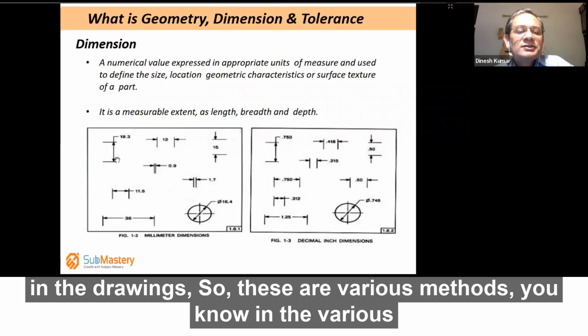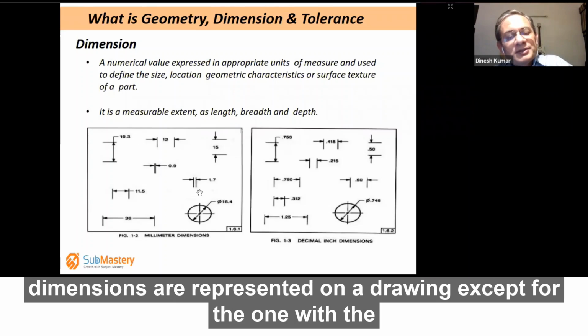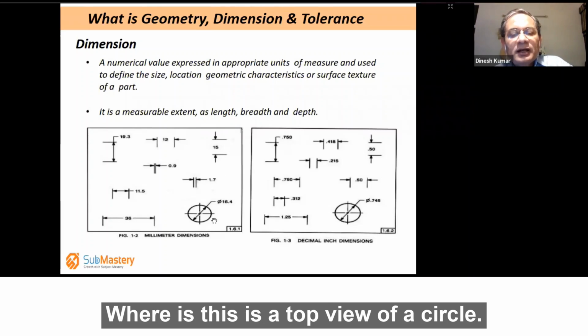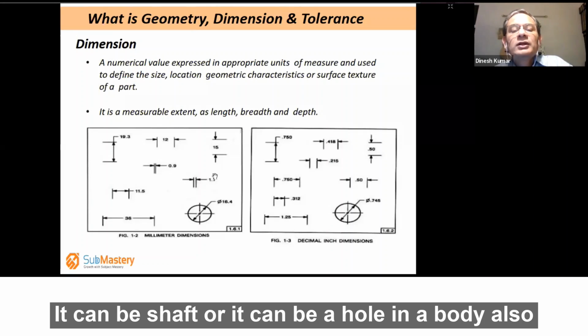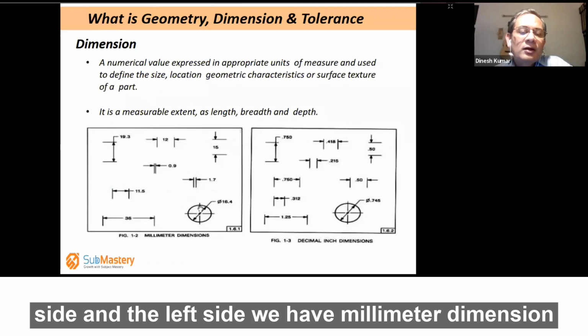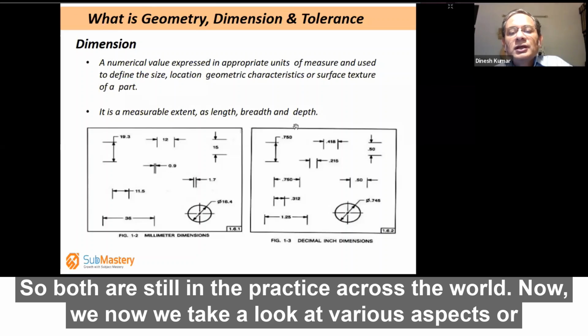So these are various methods in the way various dimensions are represented on a drawing. Except for the one with the circle, typically all these are gaps or lengths or widths or depths. Whereas this is the top view of a circle. It can be a shaft or it can be a hole in a body also. So this is what is shown. Decimal inch dimension is on the right side, and on the left side we have millimeter dimension. Both are still in practice across the world.